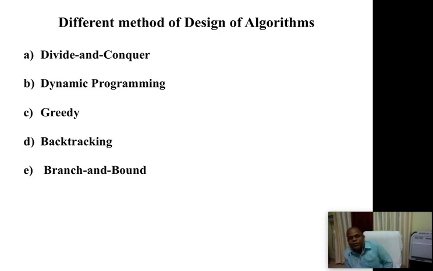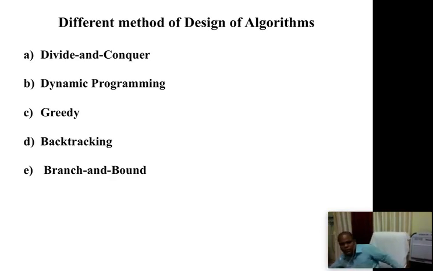One is divide and conquer, as it is mentioned, and the second one is dynamic programming, and the third one is the greedy approach, the fourth one is backtracking, and the fifth one is branch and bound.